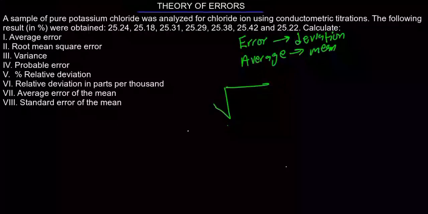All right, let's move on. So we have variance, probable error. This probable error, they can call it probable deviation. Don't forget, replace error with deviation. Next one, we have relative deviation, percentage relative deviation. Another word for it is percentage relative error, and so on like that.